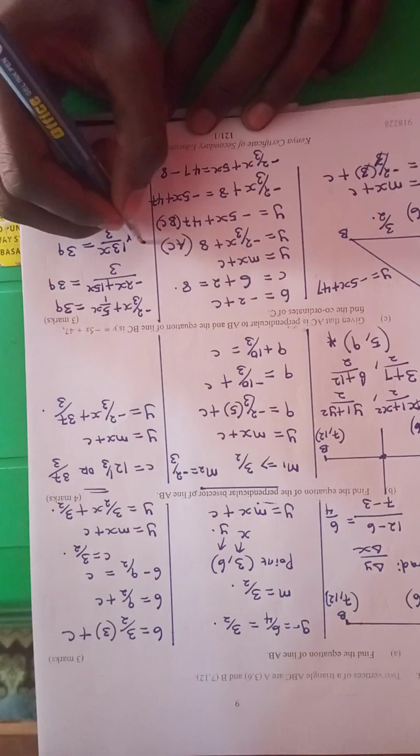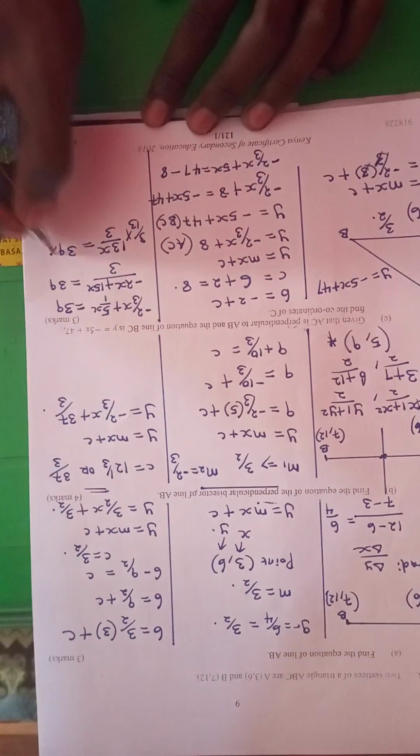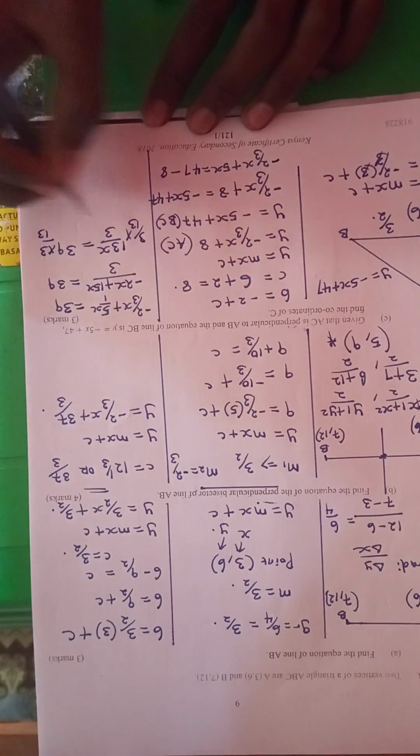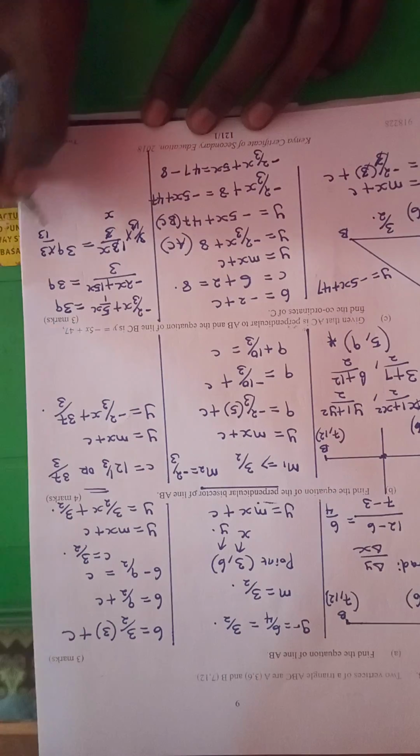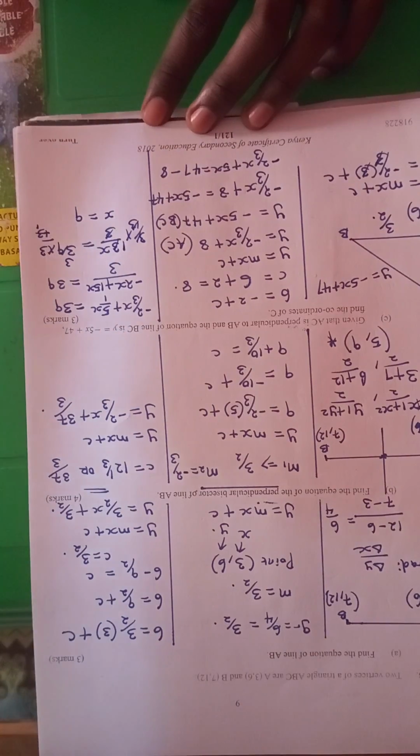So we multiply by 3 over 13. We also multiply this side by 3 over 13. So the value of x here becomes 1 over 13 times 39 times 3, that is 3 times 3, which is 9. So our x becomes 9.